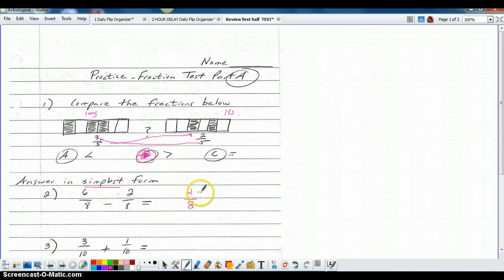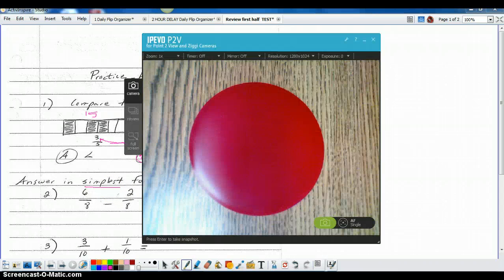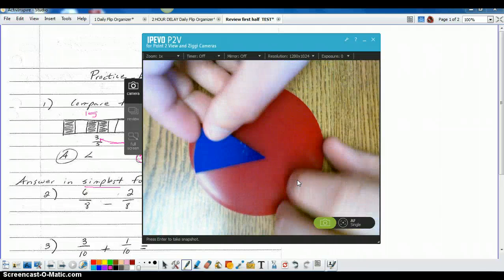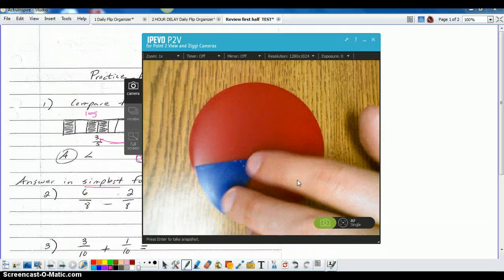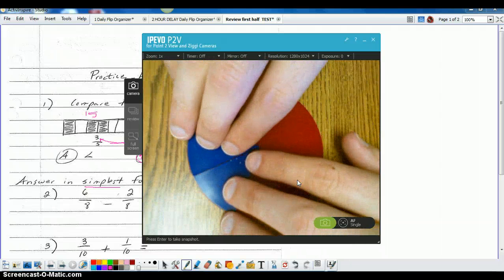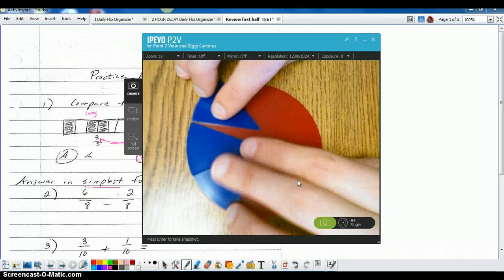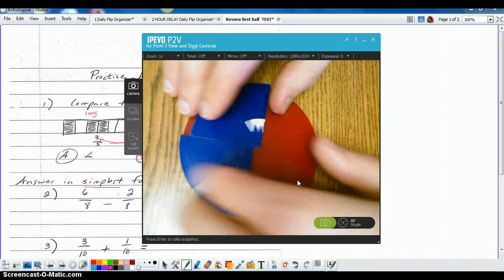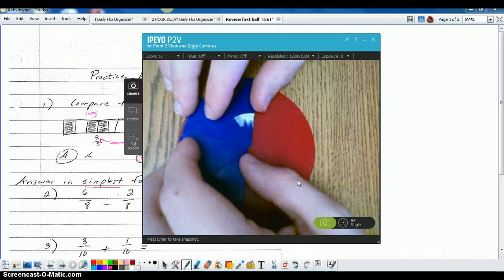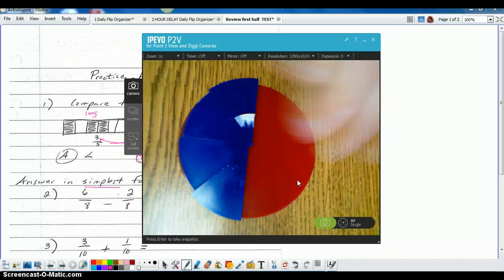Simplest form will be taking this number and finding an equivalent fraction of 4/8. And to show you an example, I have a full fraction here, and I'm going to separate it into 8ths, which would be these little blue pieces. So if I'm talking 4/8, I would take 4 of these little blue pieces, put them onto my fraction, and there is 4/8, and that shows me that 4/8 is half of this piece.